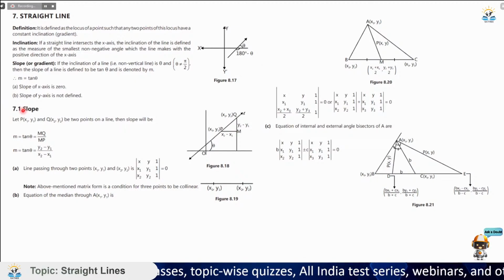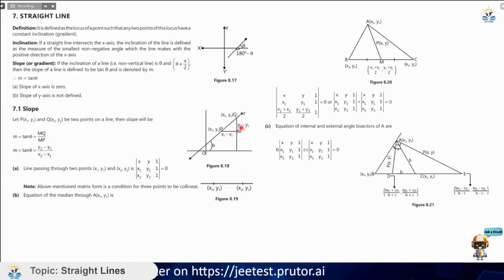Next we will study slope. What is a slope? Let P (x1, y1) and Q (x2, y2) be 2 points on a line. Then the slope will be (y2 minus y1) by (x2 minus x1), because we have to find tan theta. What was tan theta? Tan theta was perpendicular upon base.